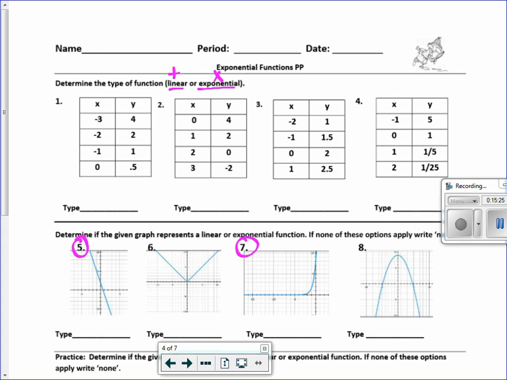So if we look at number 1, and this is talking about the y values, what's happening with the y values? Are they adding or multiplying? Dividing by 2, but that means multiplying by a half. So that would make it exponential. Then on number 2, what's happening with those y values? It's subtracting 2, which is the same as adding a negative 2. So still adding, so linear.